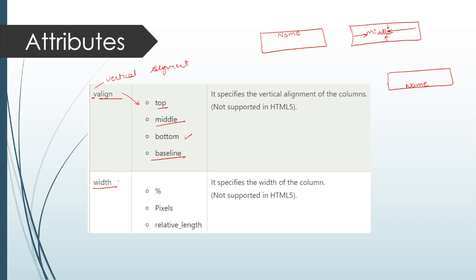Next attribute we have is width. So in width we can add values in percentage, in pixels or relative length. Generally we use percentage or pixels only. Suppose this is the general width of my cell. If I want to increase or decrease its width, I can use it like this. Okay, so it specifies the width of column. Right, now let's move to the practical section.